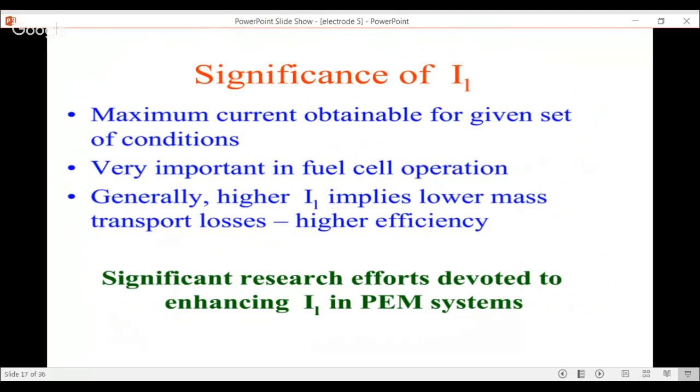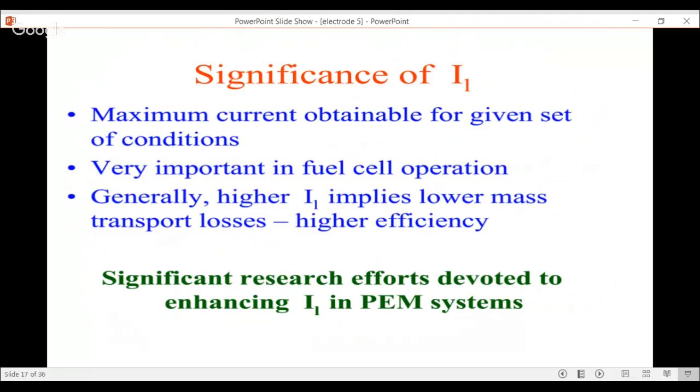Significance of the limiting current. This is very important for us because in many measurements we are measuring this maximum current obtainable for a given set of conditions. Very important in fuel cell and other operations. Generally, higher limiting current implies lower mass transport losses, higher efficiency. Significant research efforts are devoted to enhancing the limiting current in PEM systems. PEM means polymer electrolyte membrane fuel cells.